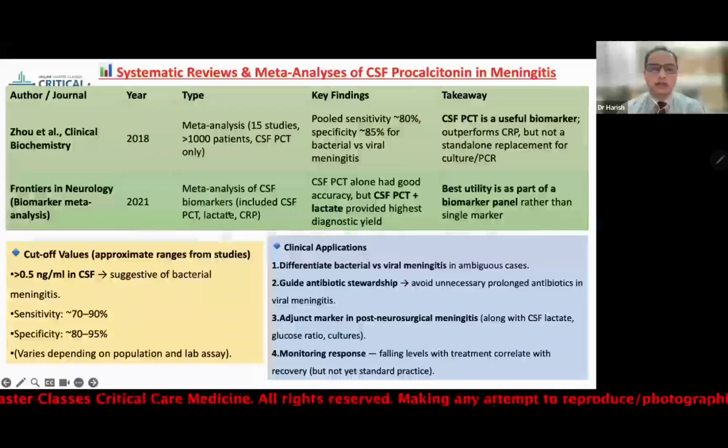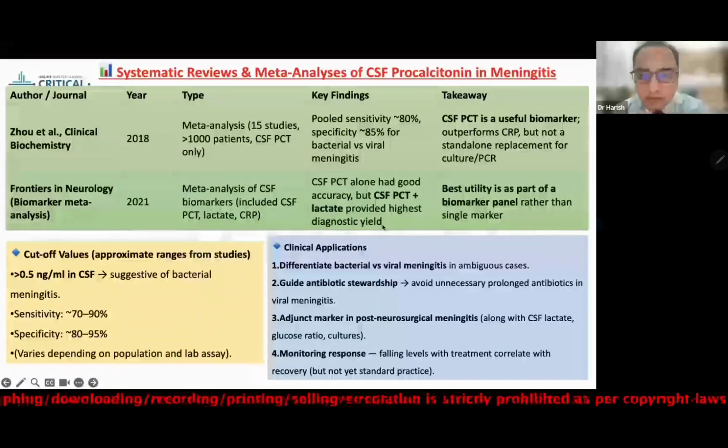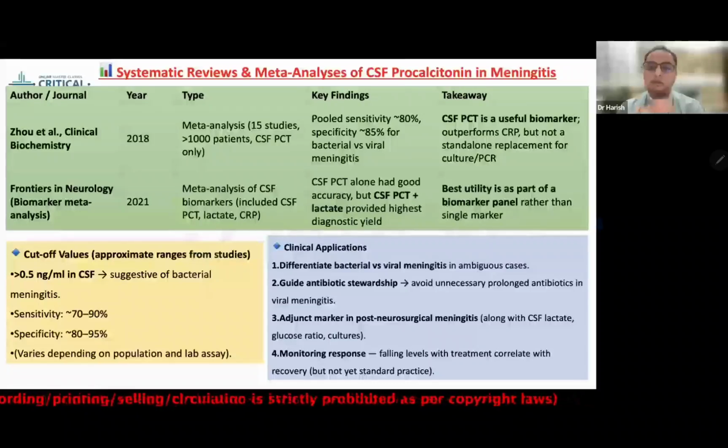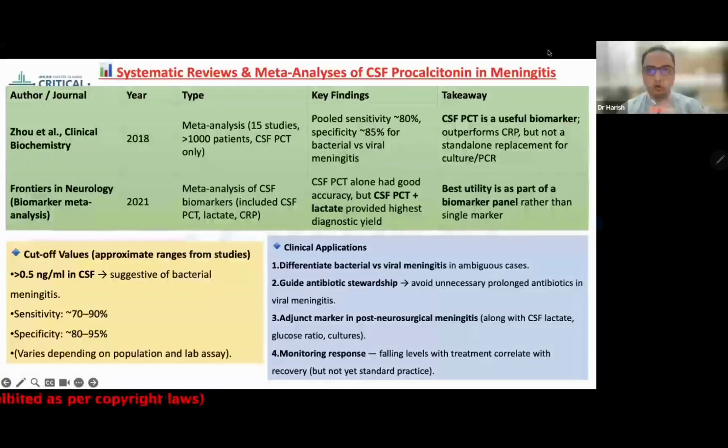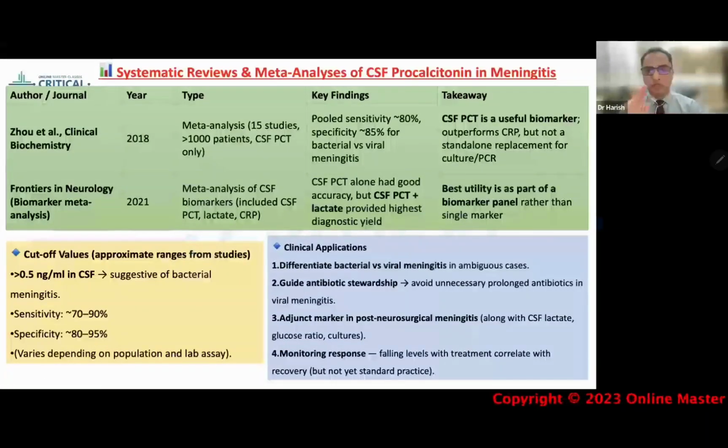Again, one more 2021 data: a meta-analysis of CSF biomarkers including procalcitonin, lactate and CRP. CSF procalcitonin alone had good accuracy, but CSF procalcitonin with lactate provided the highest diagnostic accuracy towards bacterial meningitis. So the best utility is as part of a biomarker panel rather than as a single marker. The cutoff value used in many of the studies is 0.5 nanogram per ml. If it is more than that, it suggests bacterial meningitis, with a sensitivity of around 70 to 90% and specificity of 80 to 95%. Again, it varies depending upon the population and the lab where the assessment is done.